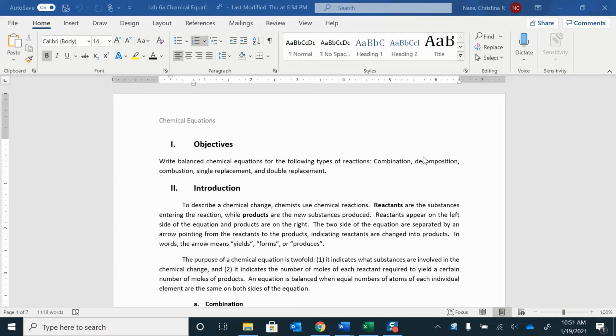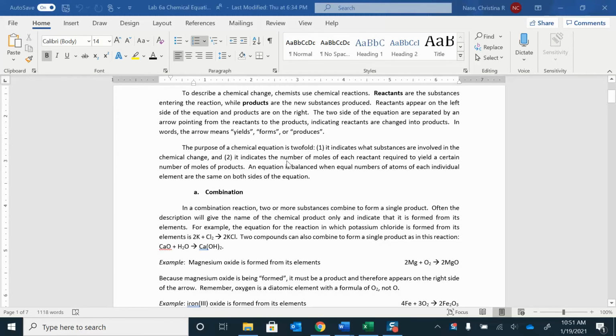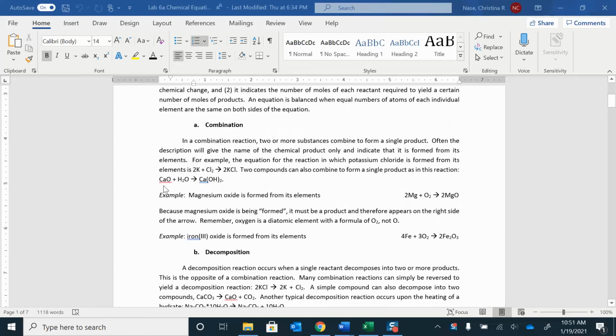How we're gonna do the writing equations lab. There's two parts to it. The first one, you read through the introduction. The introduction is going to talk about a couple different types of reactions. You have combination reactions. You're just taking two things, combining them together to make one big one.